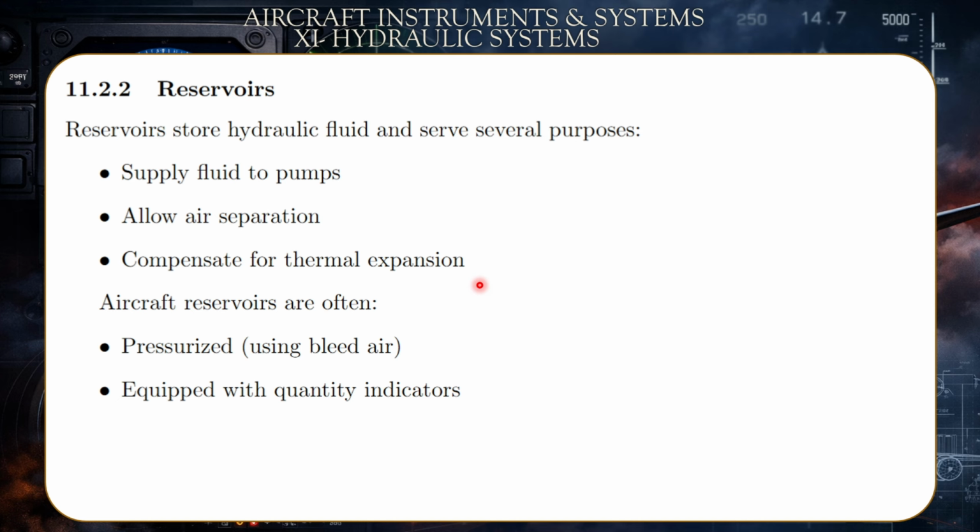And now the aircraft reservoirs are often pressurized using the bleed air, which is the air from the airflow of the aircraft, or equipped with quantity indicators like sensors for quantity. So again, supplying fluid to pumps, also separating the air from the fluid to avoid formation of bubbles, and compensating for thermal expansion. So if the fluid had expanded, which is normal for all fluids, the thermal expansion would be dissipated in the reservoir.